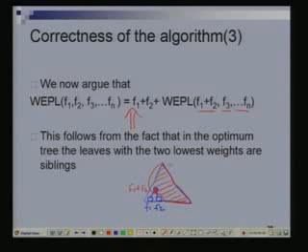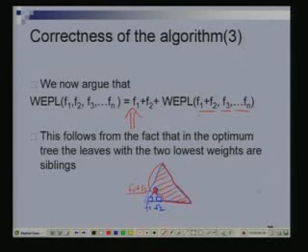Do you follow why? By induction. No, not by induction. Look, we are now looking at the best tree for f1 through fn. We are looking at the best tree for f1 through fn. Okay, I am saying the following. Let's cut off the two leaves and just keep that, and give this a weight of f1 plus f2. Then this tree is the best tree for this choice of weights also.